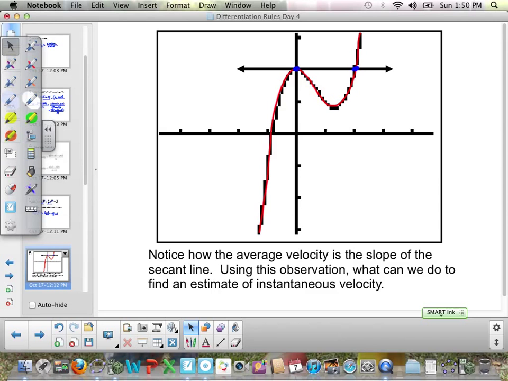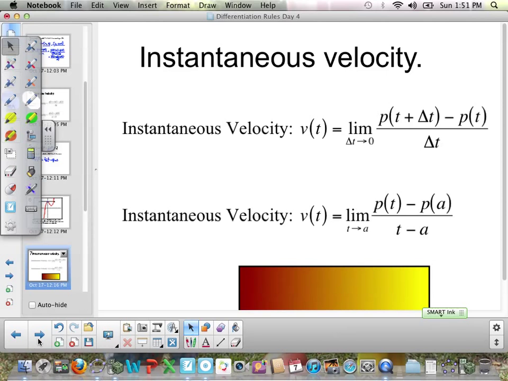What do we do for the secant line to make it a better estimate? Well, we took the point and we moved it closer and closer and closer until the change in t approached 0. And then we had a tangent line. Well, if we do the same thing for our average velocity, let our change in time approach 0, what we get is instantaneous velocity.